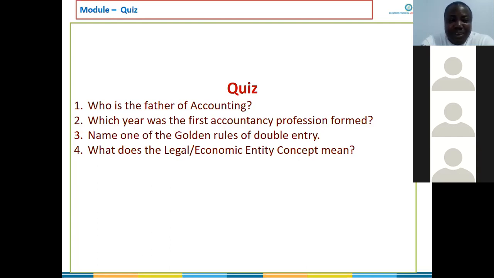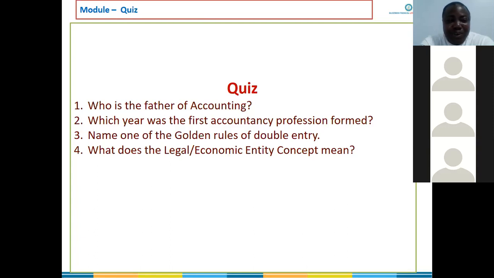Number 2. Which year was the first accountancy profession formed? Is it the 1880s? Where is the ICAEW? Correct. Thank you. Yes, 1880. That is the year that the first accountancy profession was formed.